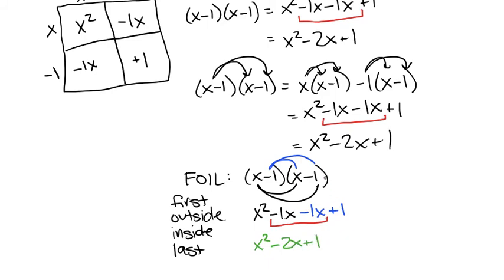Now, if you have trouble using FOIL, I would recommend either thinking about it in terms of drawing out the box for the problems or thinking of it in terms of this distributive property. If FOIL works for you, feel free to use it as long as you can get the correct answer. It doesn't really matter to me what method you use.